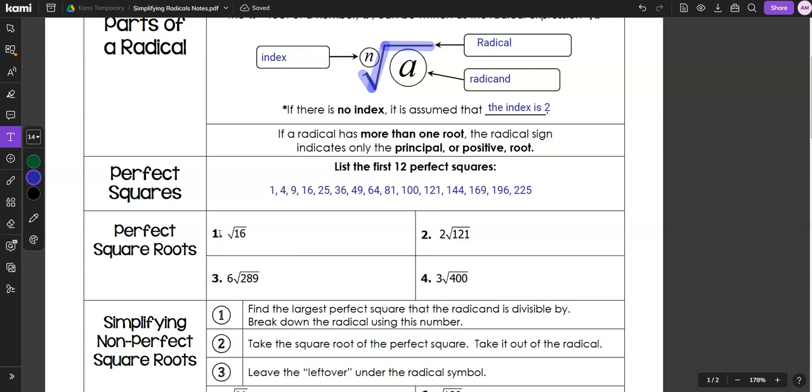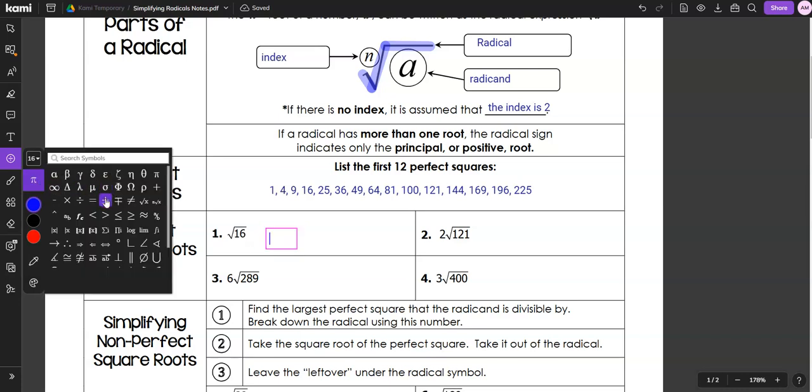We do need to remember that for every square root there is both a positive and a negative answer. And the reason for that is negative 4 times negative 4 equals 16. Positive 4 times positive 4 is also 16. So for our perfect squares, our answers are going to be plus or minus.